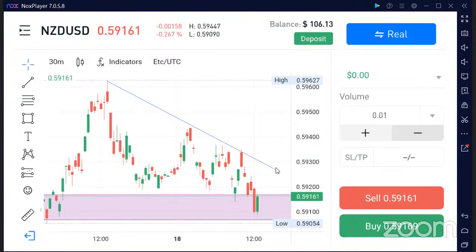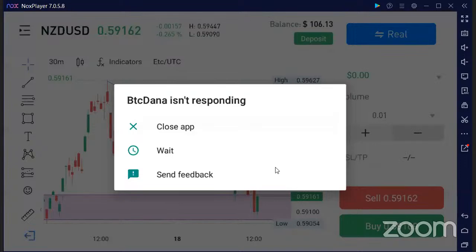This is the second trade we are waiting for. We already took the first one, and it was a profit for us. Sorry, let me just take this back.